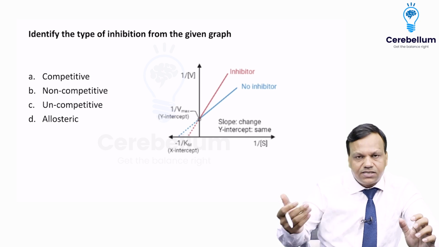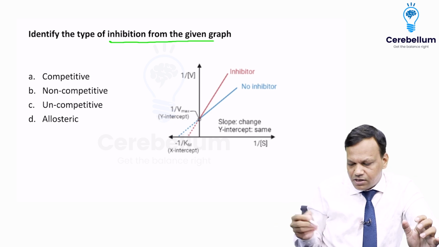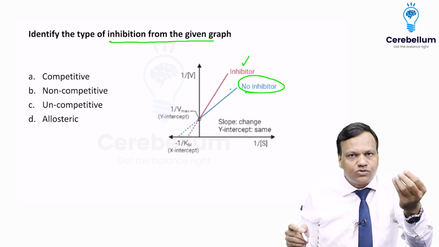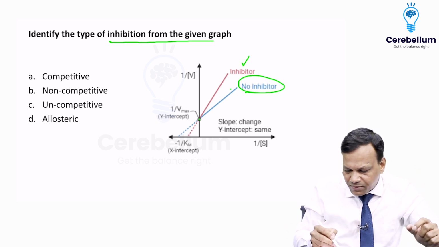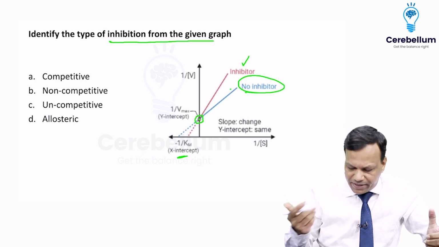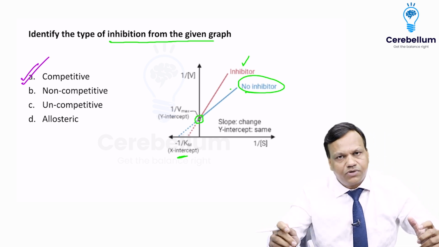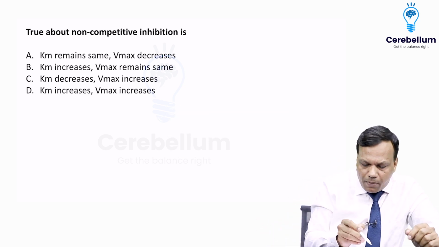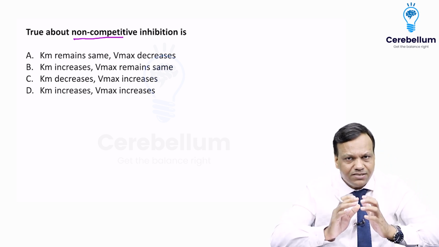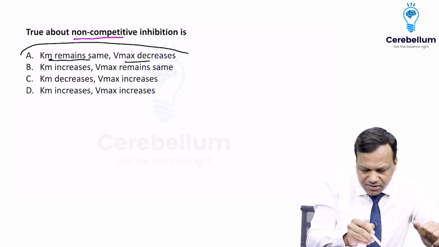Okay, so quickly we can discuss the question like identify the enzyme inhibition from the given graph. So if you see no inhibitor is this, then this is inhibitor. Yeah? So we need to see which is common. We see the common point is Vmax. Vmax is common. If Vmax is common, Km is not common, that means it is competitive inhibition. Km increases in competitive inhibition, so it is competitive inhibition. Okay. Another similar question, true about non-competitive inhibition. We know when there is non-competitive inhibition, Vmax decreases, Km remains same. So the answer will be Km remains same, Vmax decreases. So this is the answer, first answer.